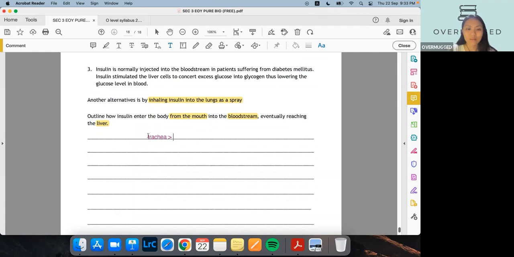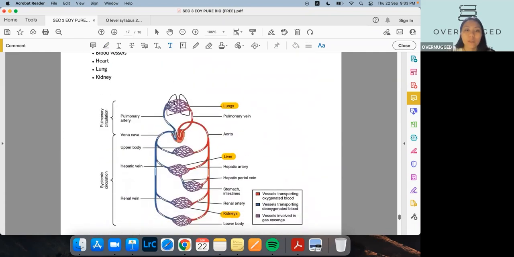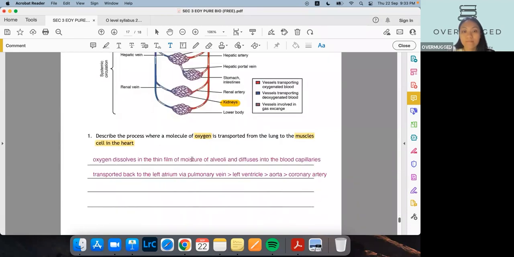Basically it reaches the lung, through all the bronchi and bronchioles in between. Then it diffuses into the lung blood capillaries. From the lung capillaries, it will go back to the heart: left atrium, left ventricle, and then aorta. To reach the liver, it goes through the hepatic artery.